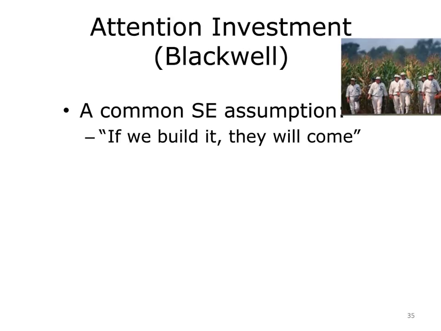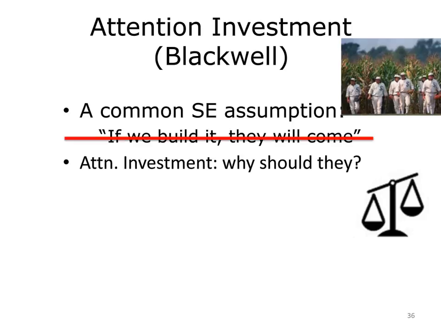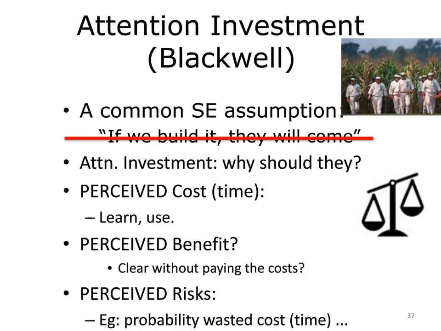Intent resides in people's heads. Therefore, it makes sense for us to look at some applicable theory of how people think. One such applicable theory is the model of attention investment. A common software engineering assumption sometimes is if we build a wonderful new tool, of course people will use it. What this model of attention investment tells us is that's not really consistent with people's intents. So what attention investment asks us is, why should they? It consists of three pieces: perceived cost, benefit, and risks. And so the emphasis here is on perception.